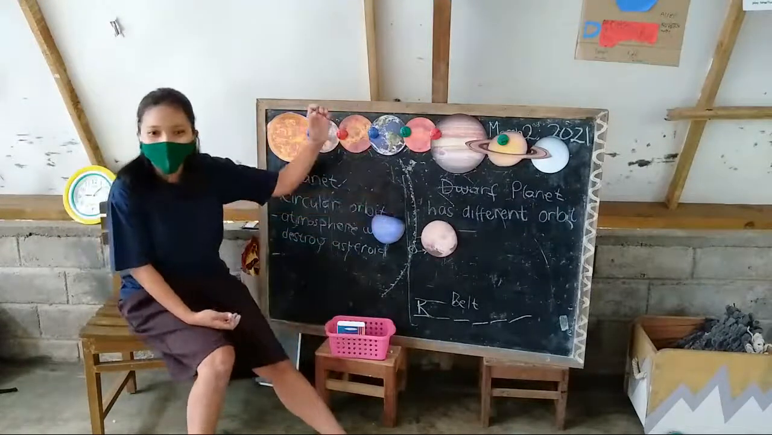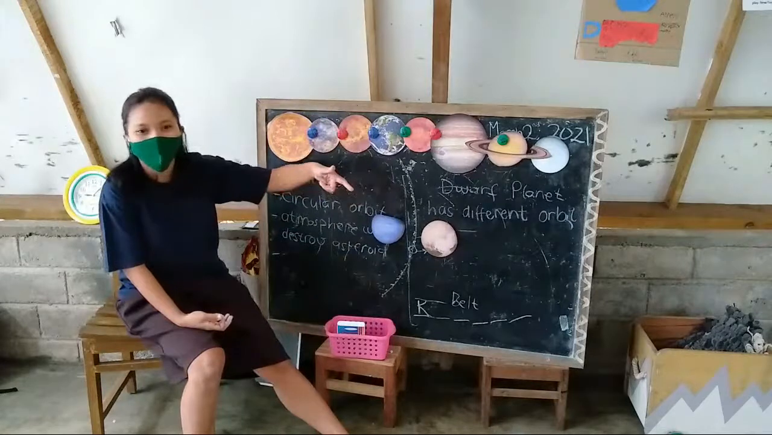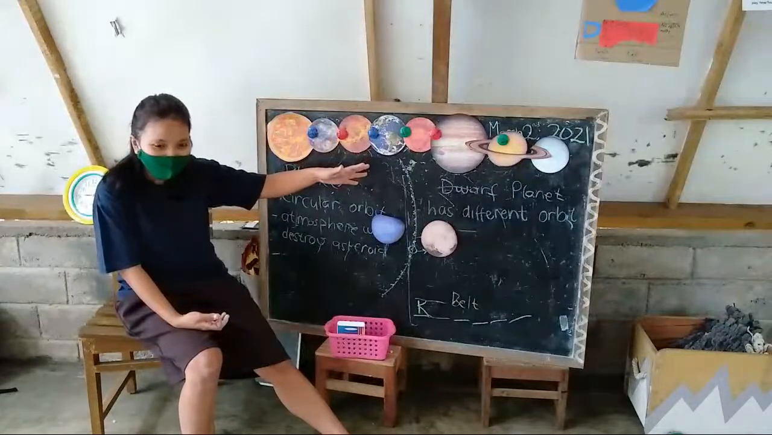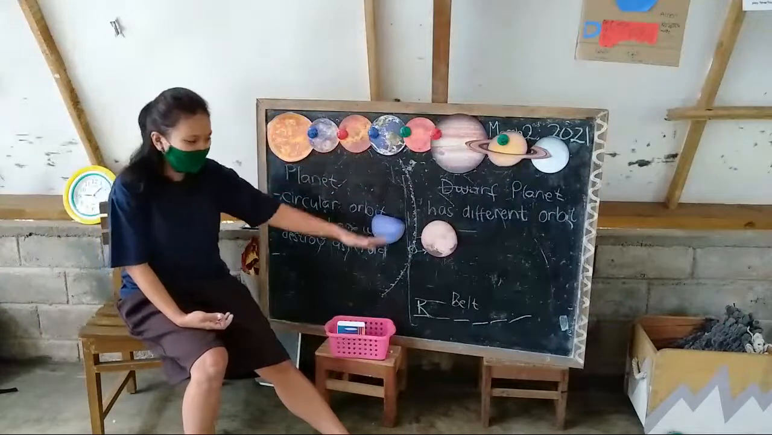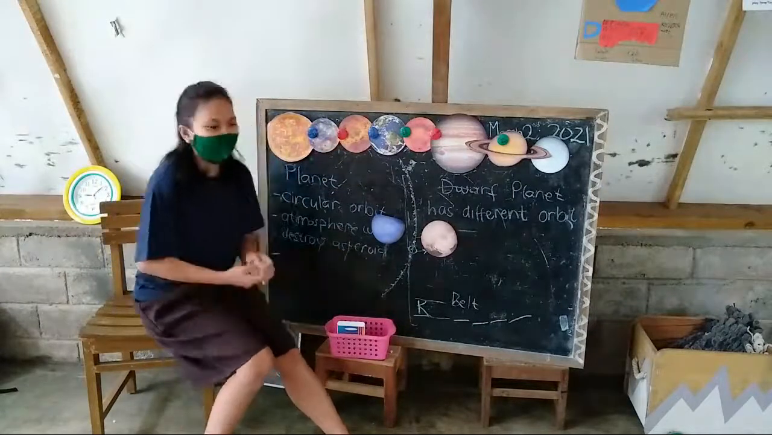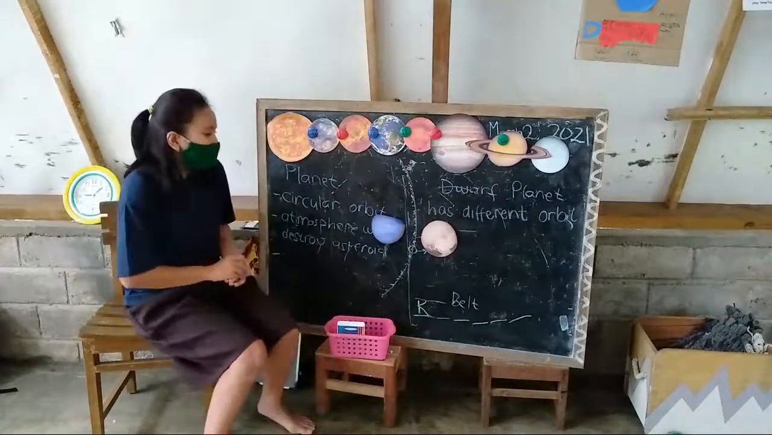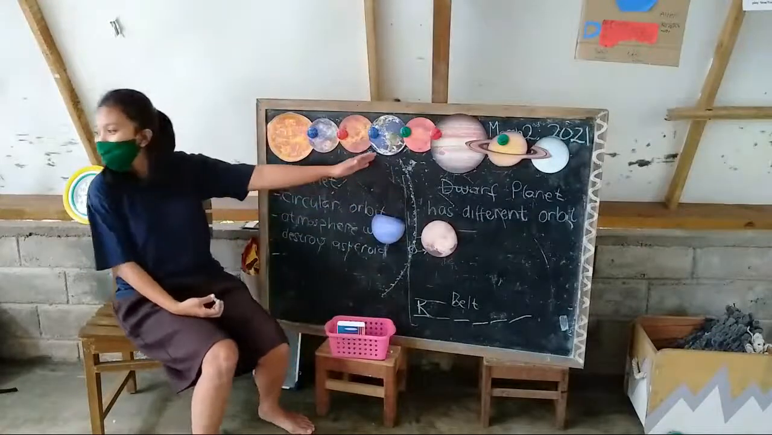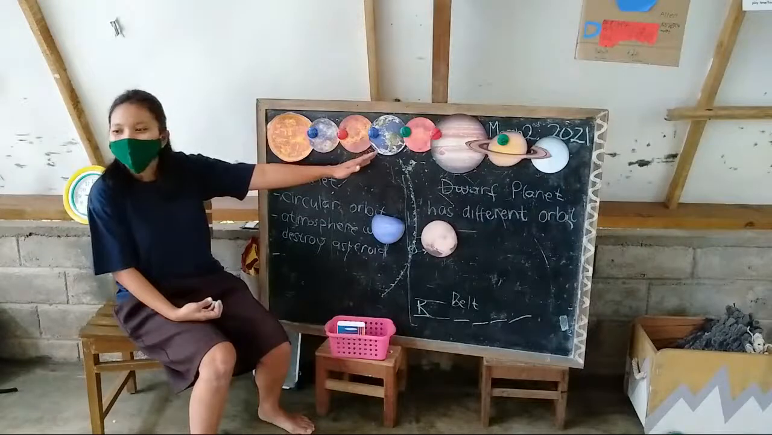It consists of ice, rocks, asteroids, like that. You have to pay attention if you want to answer this. Okay? Next. Is there any question about this Kuiper belt? Yes, Maxi?